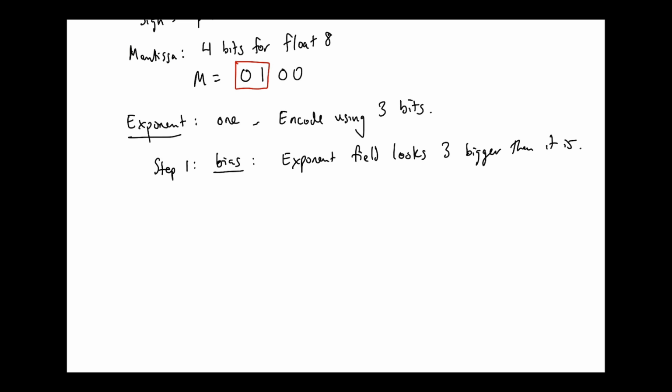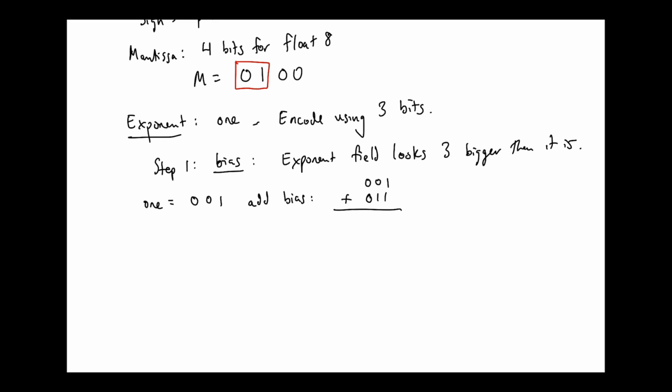Okay, so 1 would be 0, 0, 1. And I'm going to make this thing look 3 bigger than it actually is. What's 3 in binary? 1, 1. Well, it depends on which end you start with, but it would be that number, right?